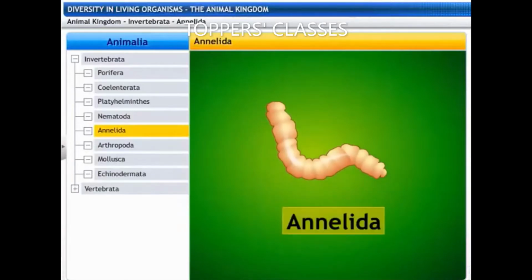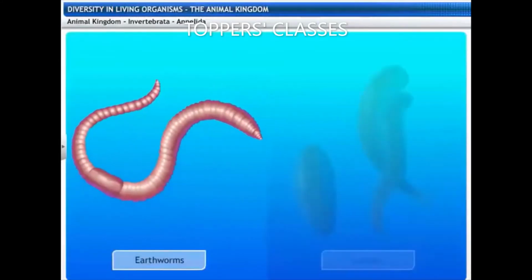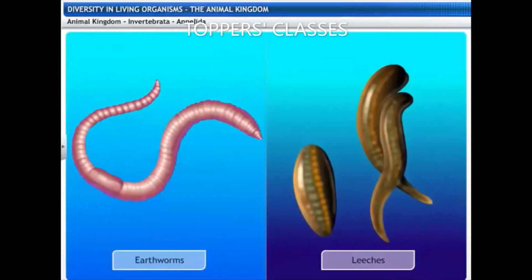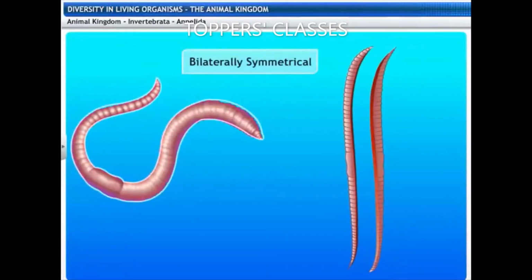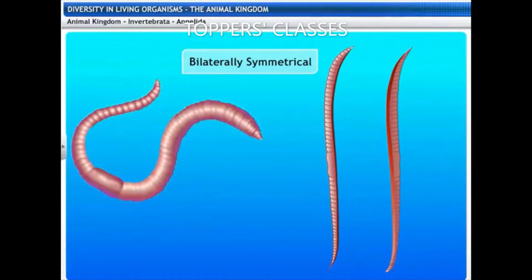Annelida get their name from the Latin word annulus, which means little ring. The phylum Annelida includes earthworms and leeches. Annelida are found in a variety of habitats, freshwater, saltwater, as well as on land. Their bodies are bilaterally symmetrical.